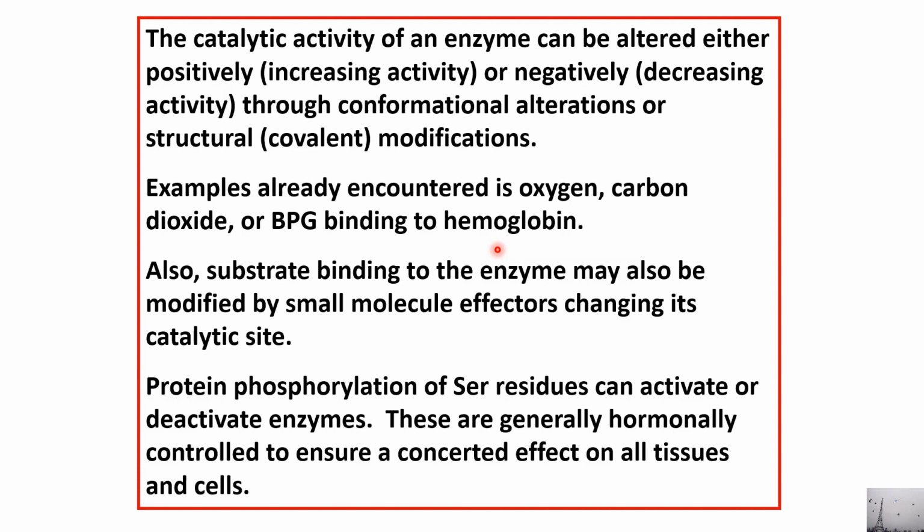But from the perspective of catalytic activity, the activity of an enzyme can be altered either positively, by increasing the activity, or negatively, by decreasing the activity, through conformational alterations or structural modifications. Examples already encountered are oxygen, carbon dioxide, or BPG binding to hemoglobin. Substrate binding to the enzyme may also be modified by small molecule effectors changing its catalytic site. Protein phosphorylation of serine residues can activate or deactivate enzymes, and these are generally hormonally controlled to ensure a concerted effect on all tissues and cells.